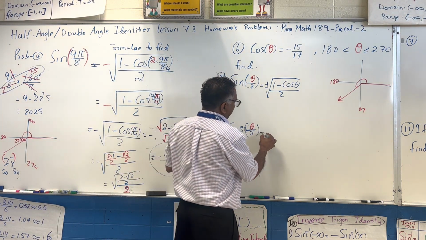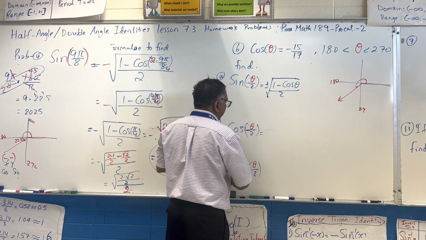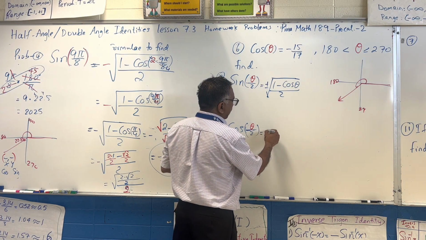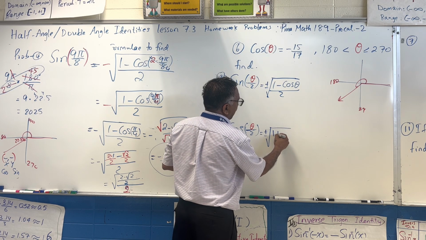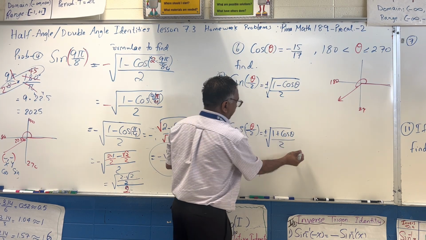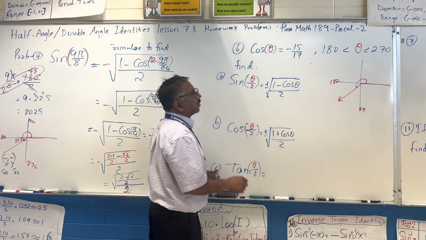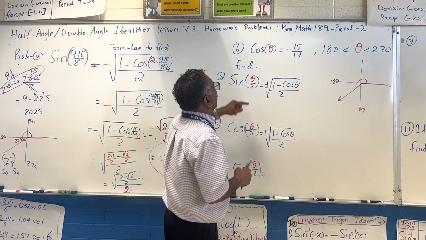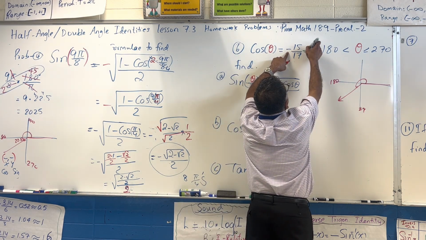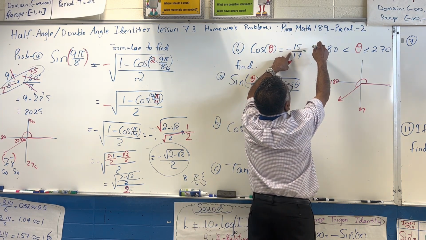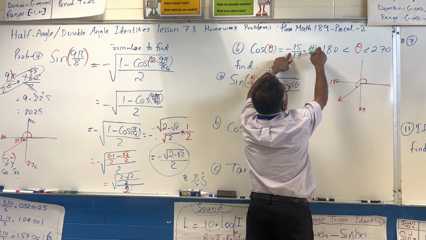And again, for cosine theta over 2, the half angle formula is plus or minus the square root of (1 plus cosine theta) divided by 2. Once you get these two things, we can easily take the ratio of them. Be careful. Now we need to know, this is cosine, that's the adjacent over the hypotenuse.